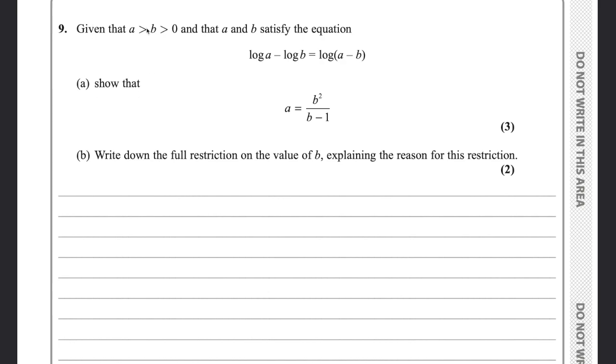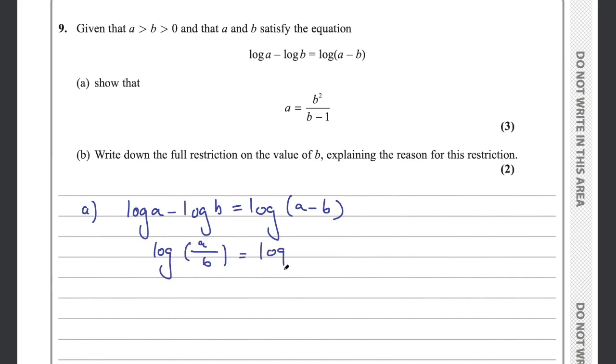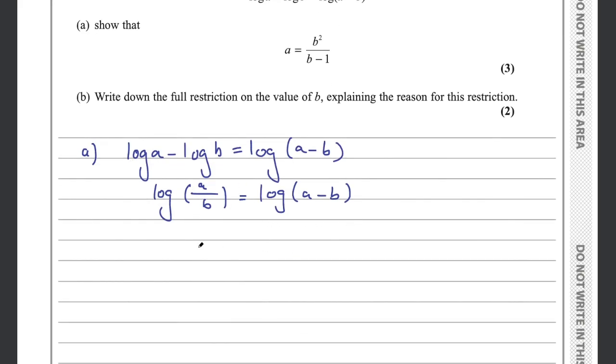Question 9 says, given that a > b > 0, and that a and b satisfy the equation log a − log b = log(a − b), show that a is equal to b²/(b − 1). Okay, so we could use our log laws. Let's just write this out first. log a − log b is the same as log of a divided by b. So this is log of (a − b). So therefore then, those two inputs must be the same. So we can say a/b is equal to a − b.